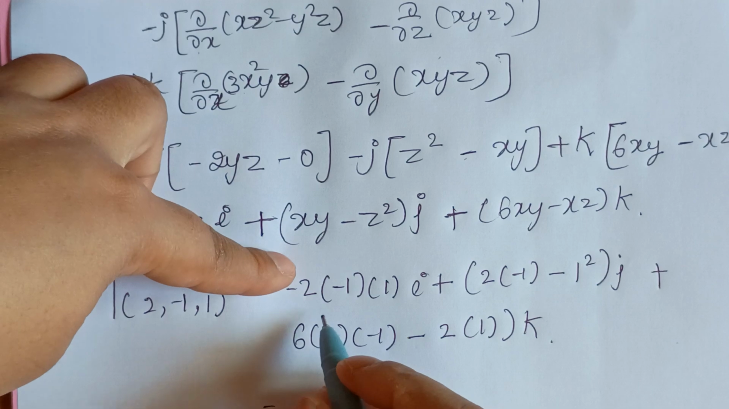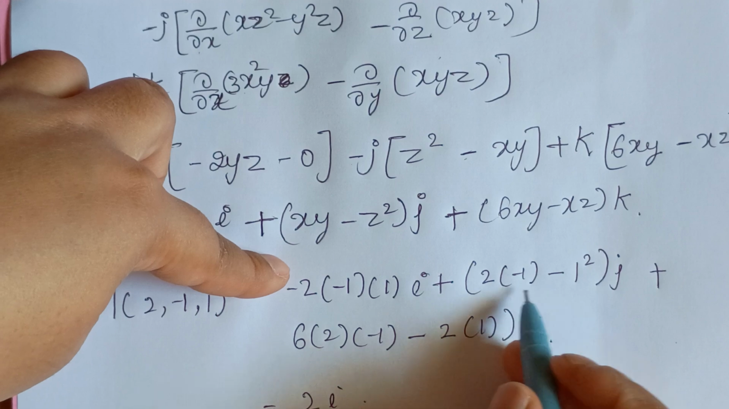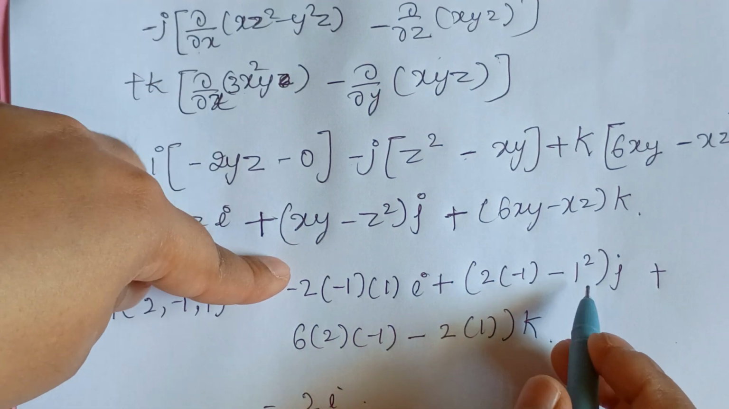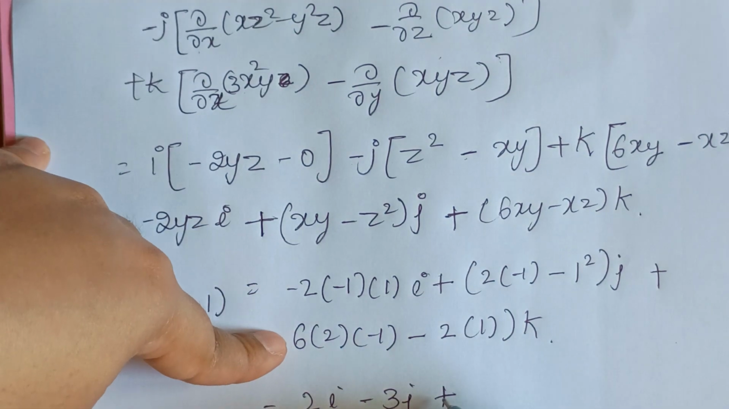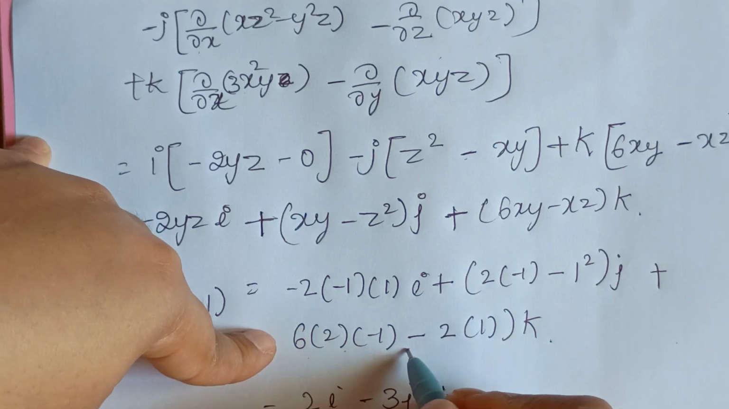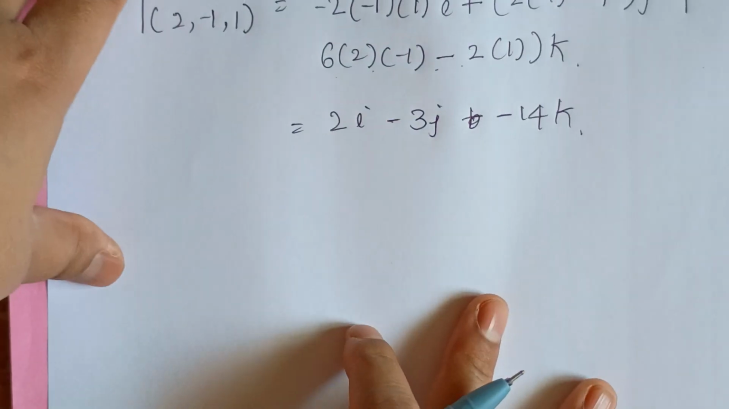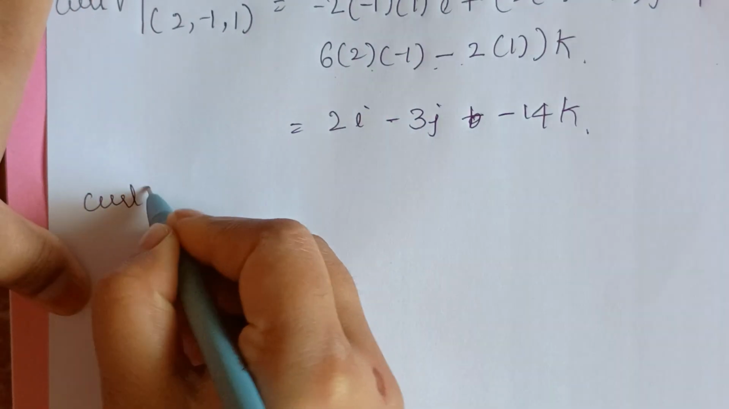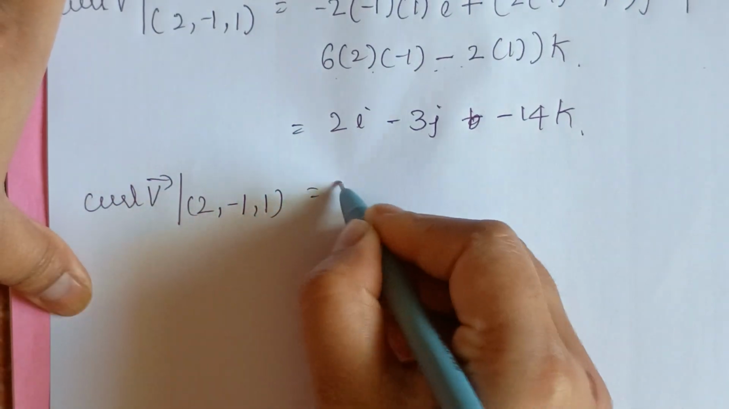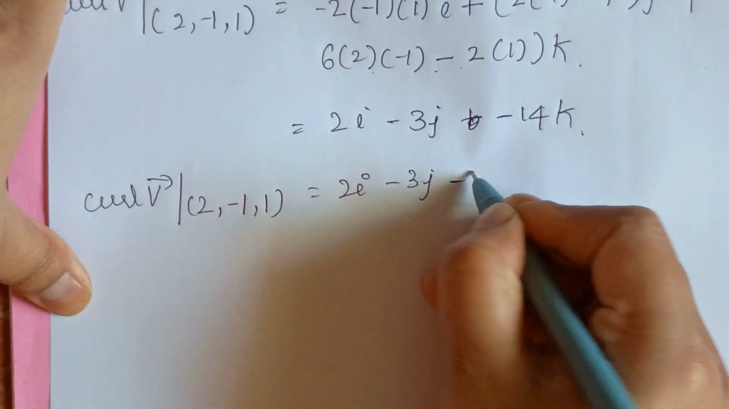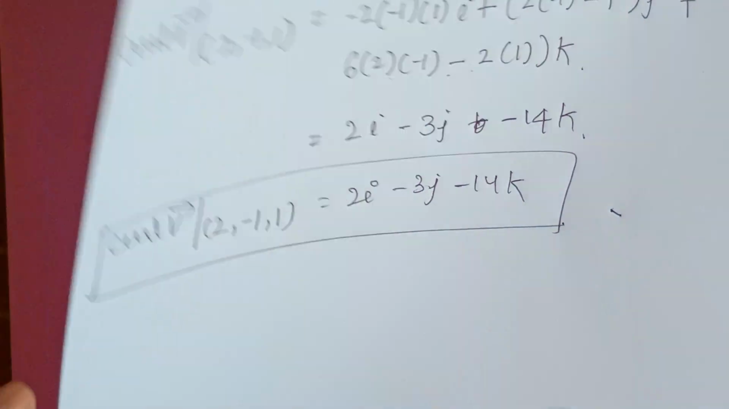Which is equal to, this is going to be plus 2i, this is going to be minus 2 minus 1, so minus 3j, plus 6 twos are 12, minus 12 minus 2, so minus 14k. So curl of vector v at the point (2, -1, 1) is equal to 2i minus 3j minus 14k. Done. So this is the answer.